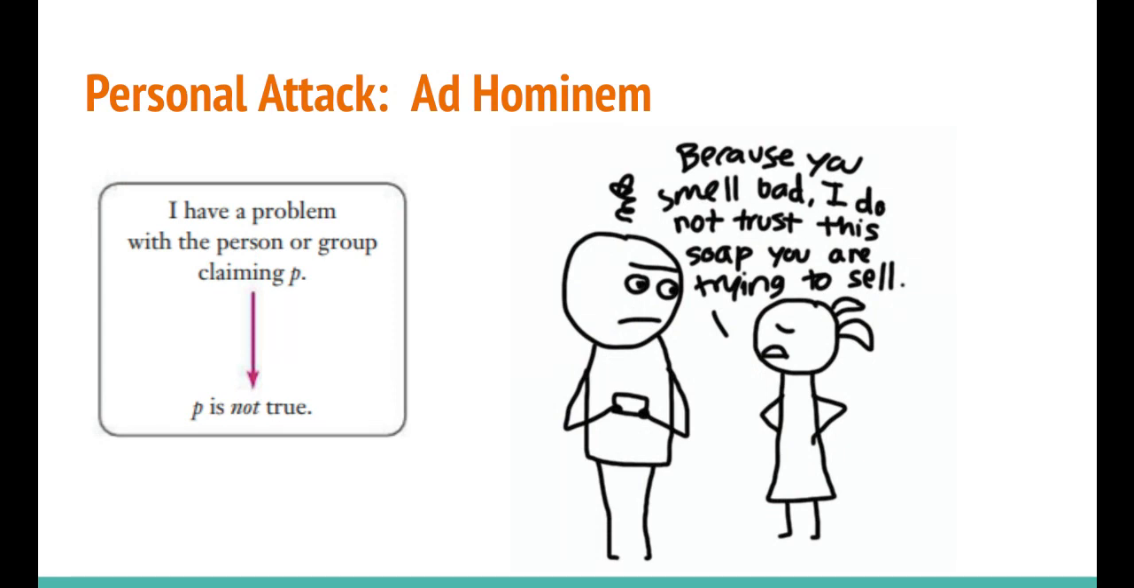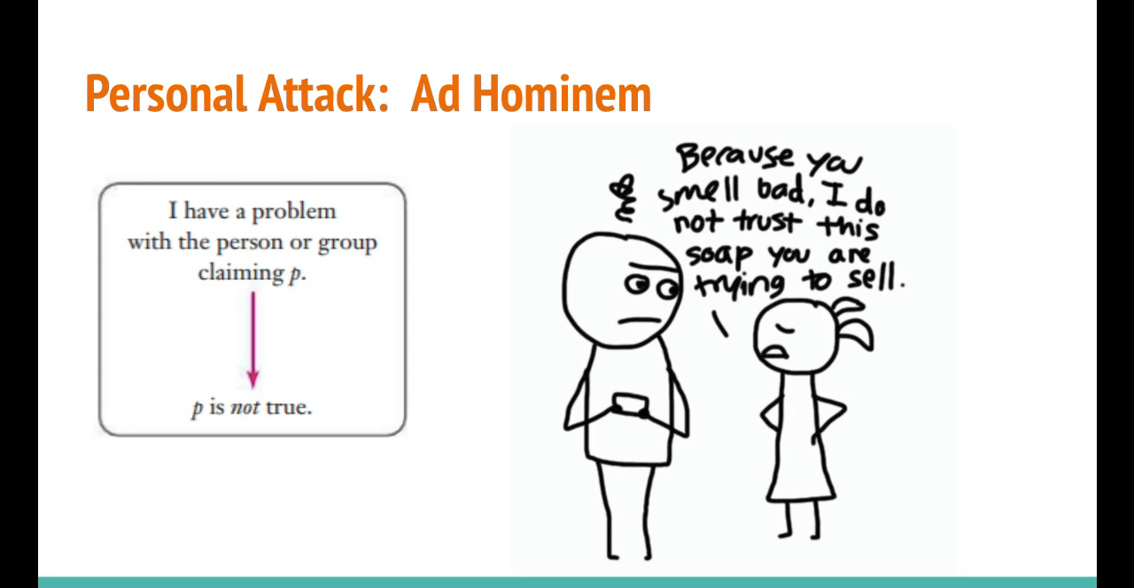Here's a great example called the personal attack fallacy, also ad hominem. It's used a lot in politics, also just a lot in our own personal communication with others. So in this cartoon, this person's trying to sell a bar of soap, but she says, because you smell bad, I do not trust this soap you are trying to sell. Well, him smelling bad has nothing to do with the soap. Probably not a great idea to try and sell soap smelling bad, but she's making a personal attack to say, I'm not going to buy the soap. The soap must not be good.